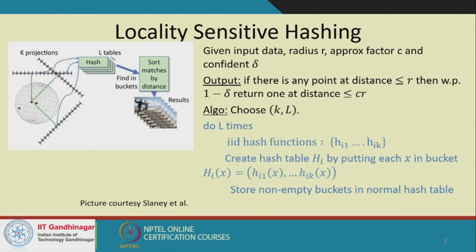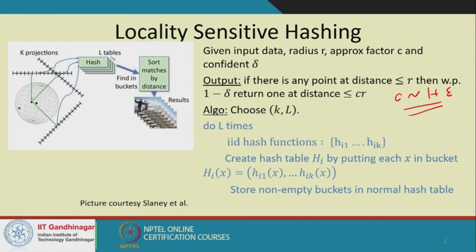Again, just to refresh your memory of what locality-sensitive hashing was, we were looking at this particular framing of the nearest neighbor question. We are given a set of data points, x1 to xn. We are also given a query point q and a radius r. What we have to return is the following: if there is any point at a distance r, then your algorithm should return one that is at a distance cr. Think of c as a small constant, let's say 1 plus epsilon, okay?